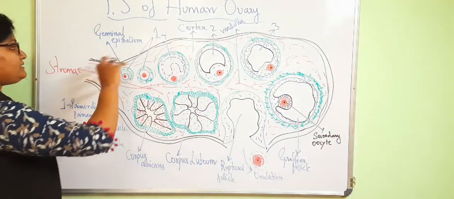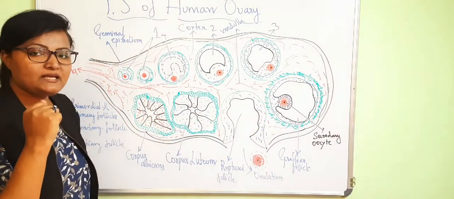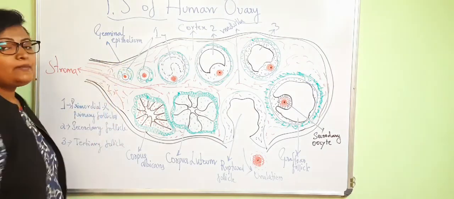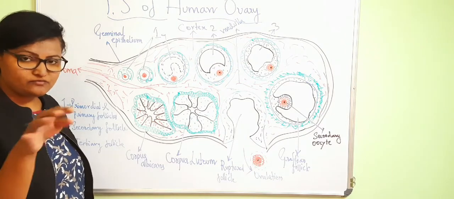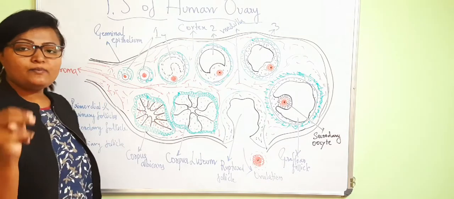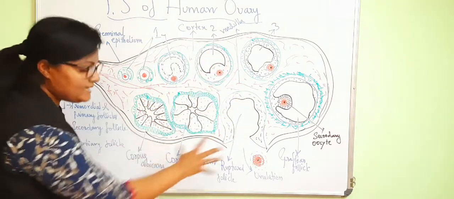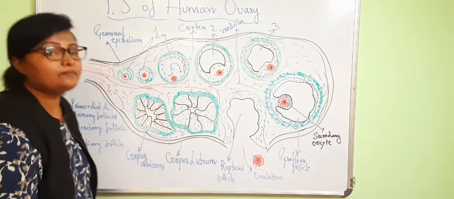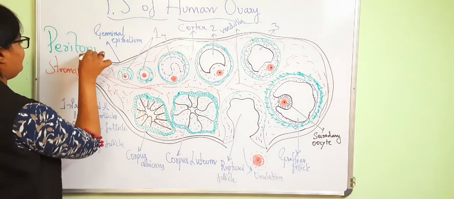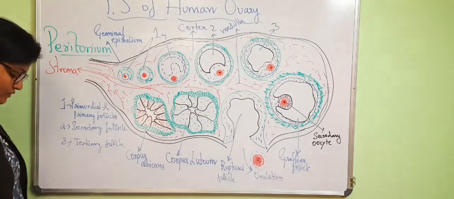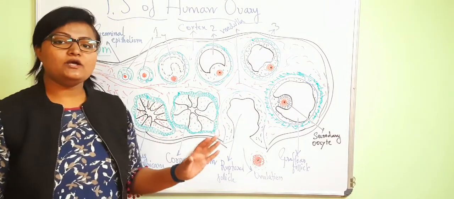Next, this ovary is always covered by a cuboidal epithelium layer that we call the germinal epithelium. We have studied the types of epithelium, and this is cuboidal cell epithelium. The ovary is attached to the uterus by one layer called the peritoneum.